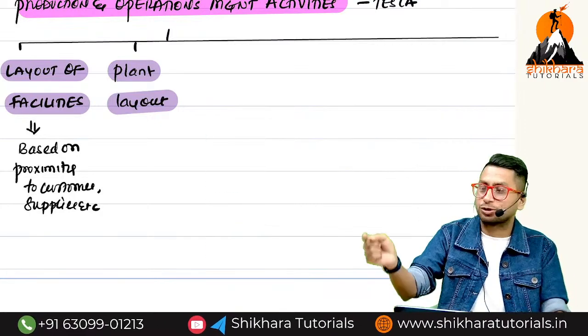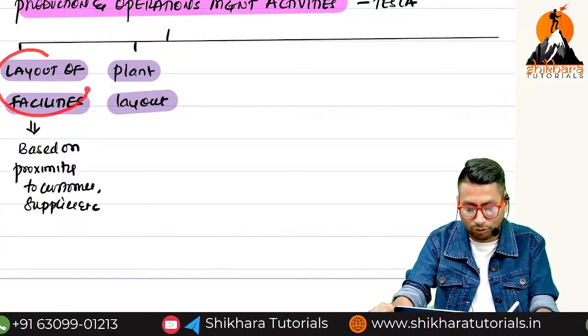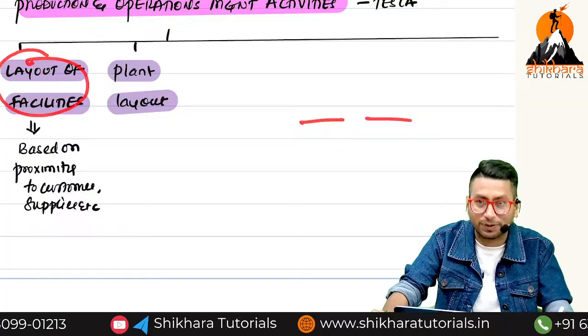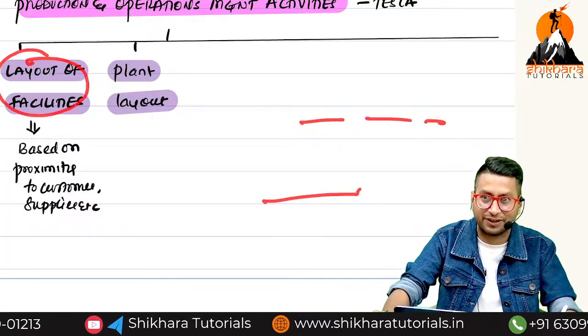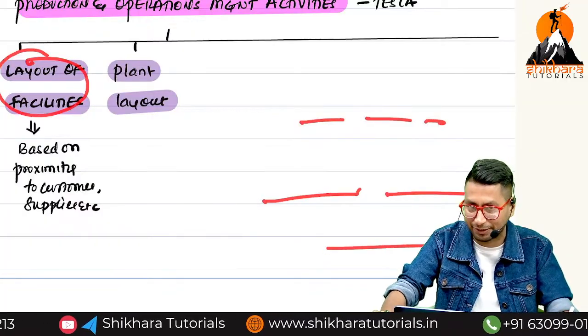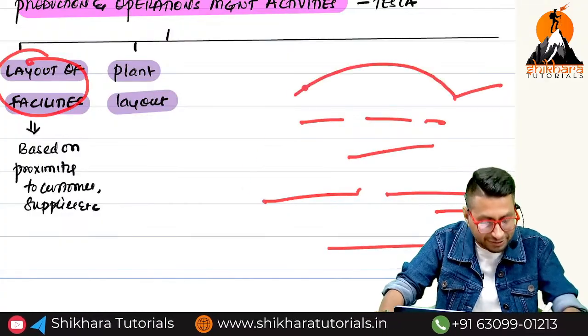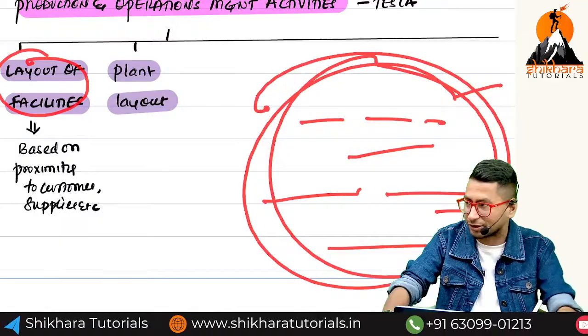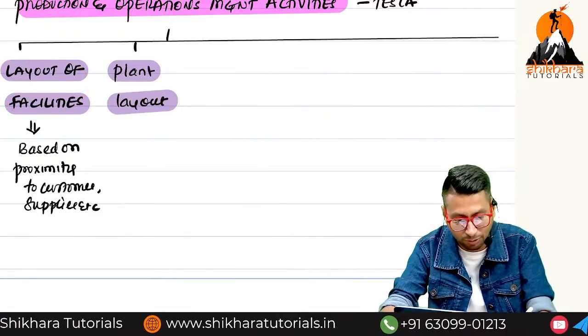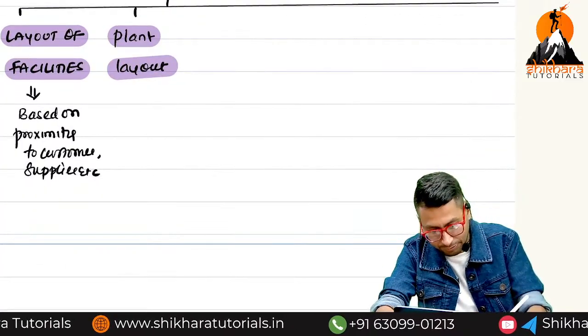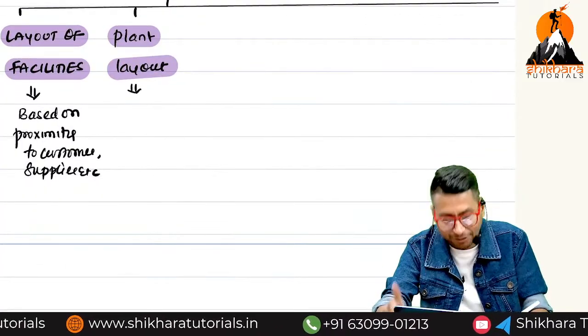See, where I should start my restaurant is the layout of the facility. But inside my restaurant, what should be where? Where should be the dining area? Where should be the storage area? Where should be the reception? Where should be the counter? Where should be the washroom, kitchen? Inside my factory or inside my restaurant, where should be what? That is called what? Plant layout. Why is plant layout very important?